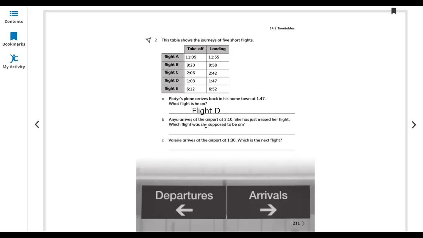Ani arrives at the airport at 2:10. She just missed her flight. She arrived at the airport, not the aeroplane. Which flight was she supposed to be on? 2:10, so I think this 2:06, this one, the nearest one, flight C. And she was 4 minutes late.